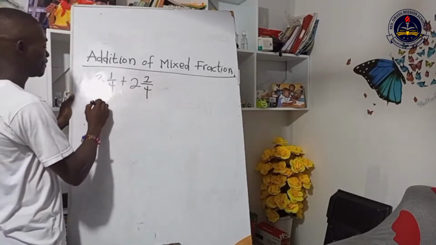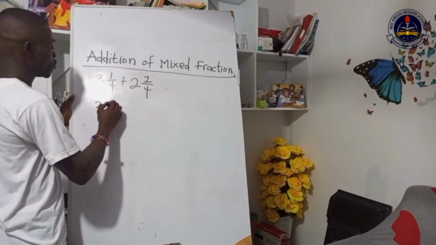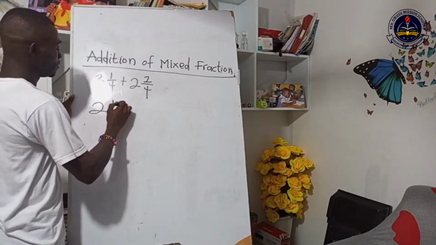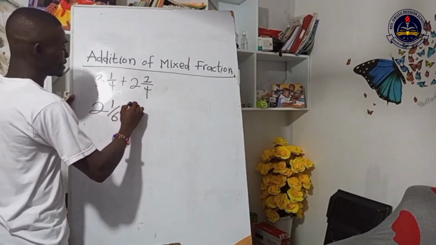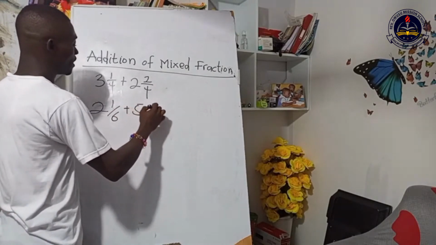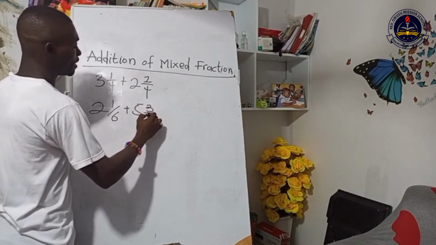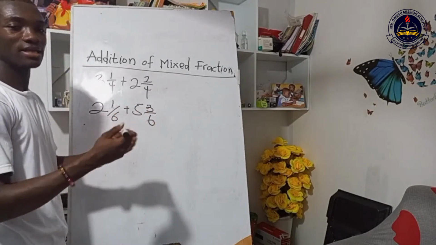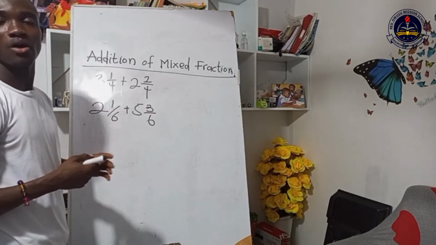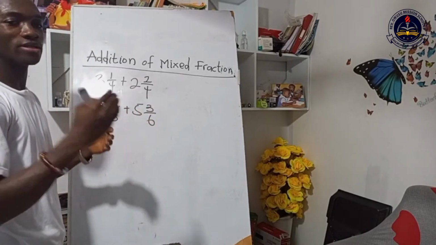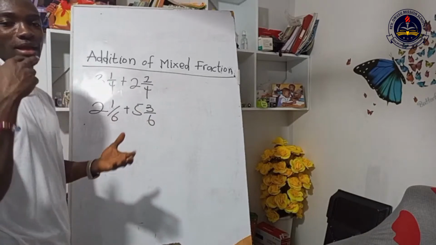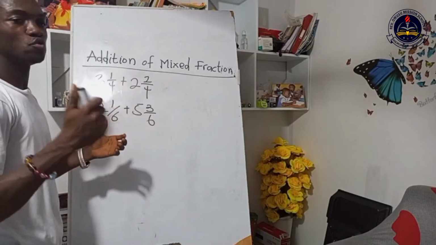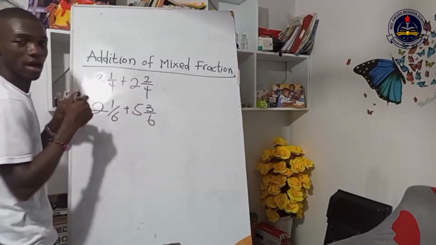We also have 2 whole number 1 over 6 plus 5 whole number 3 over 6. It's also another example of mixed fractions adding together. Let's look at how we can add it together without wasting much of our time in an exam hall or in a classroom. First of all, what we do is we take the whole number.